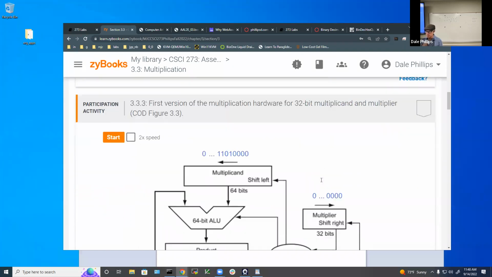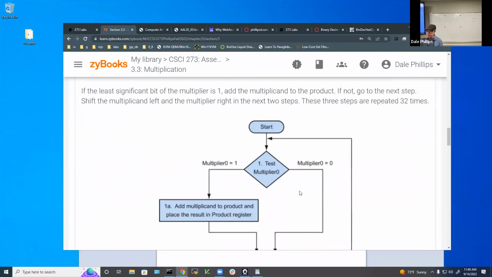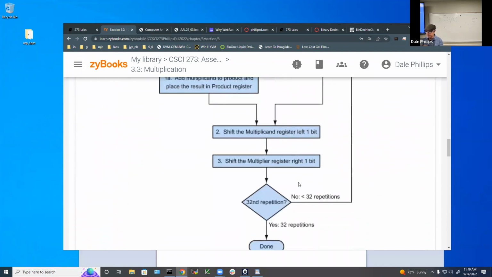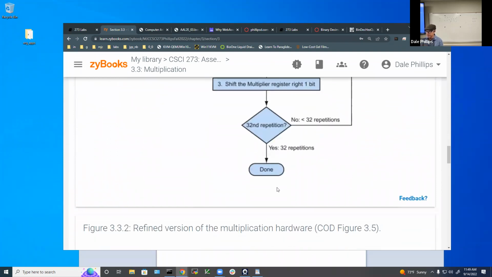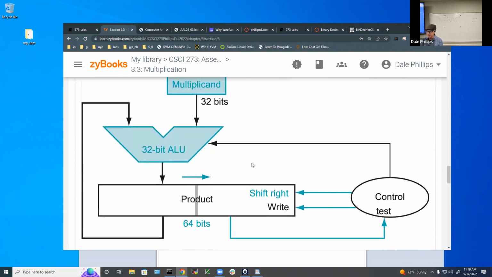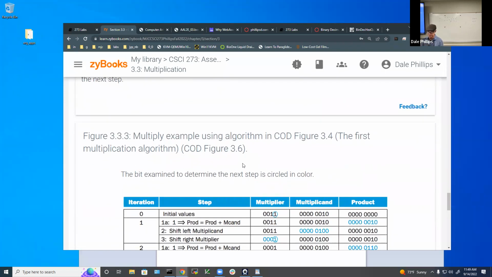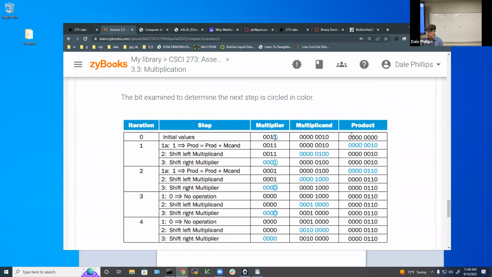And we'll talk more about that next week. And so here's the flow chart of how we're doing it. And then we shift it. And then we go through and we say it's done. Now here's the refined version. The refined version is using shifting to multiply. And then basically you shift and then add. So that's kind of how it's working, we're doing some shifting in here.